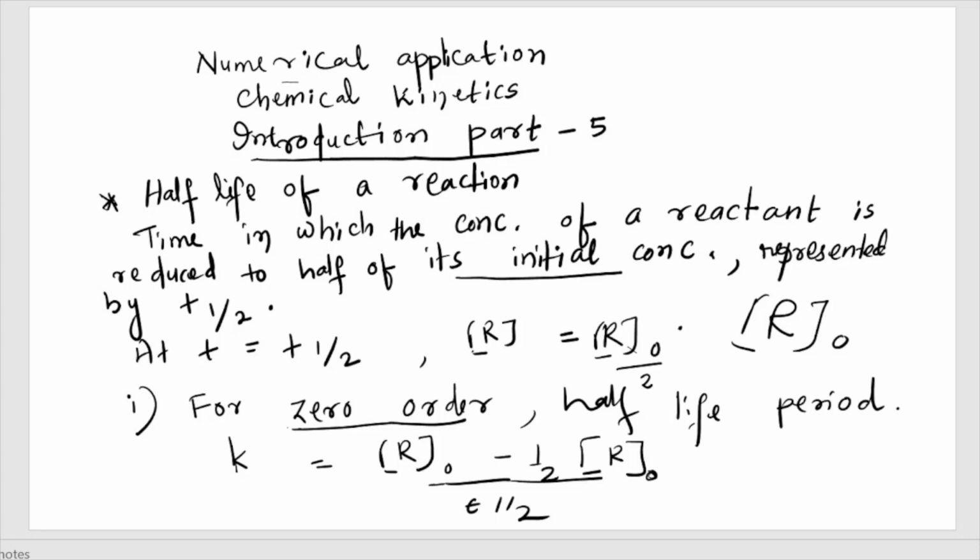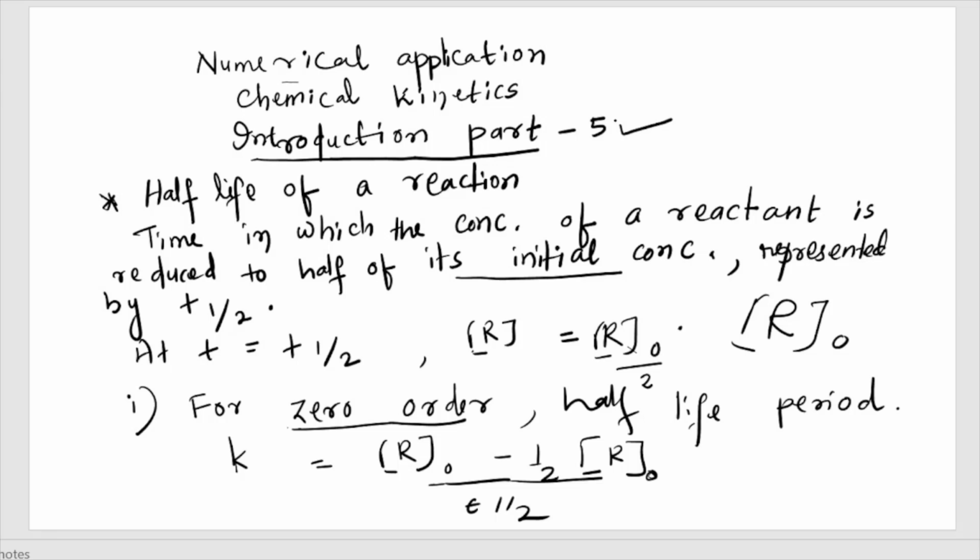Now I am going to explain the topic numerical application in chemical kinetics. This is introduction part 5. In introduction part 5, I am going to explain the half-life of a reaction, that is called the half-life period. Then what is half-life period or time? That is the time in which the concentration of the reactant is reduced to half of the initial concentration.